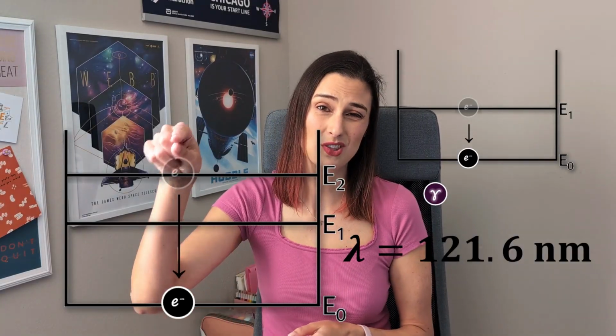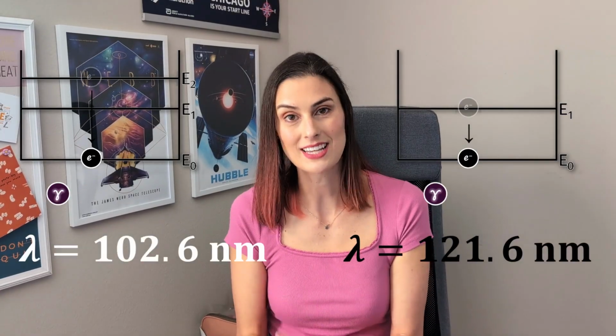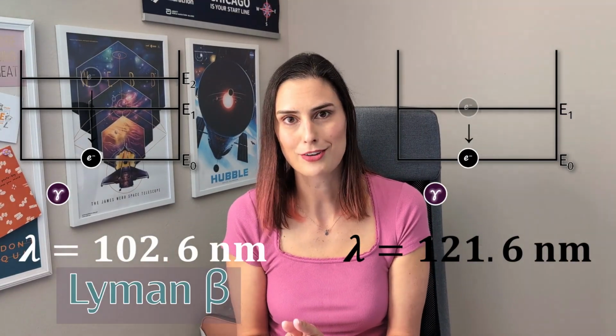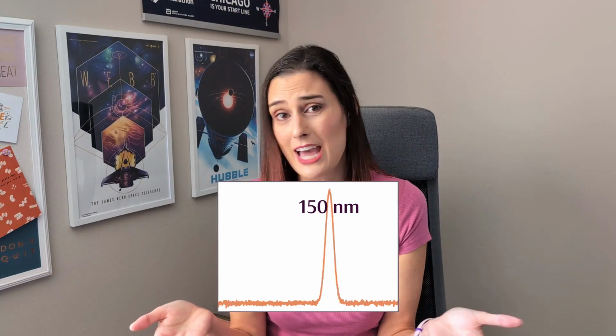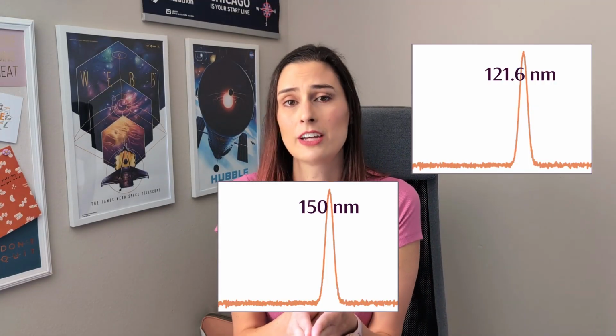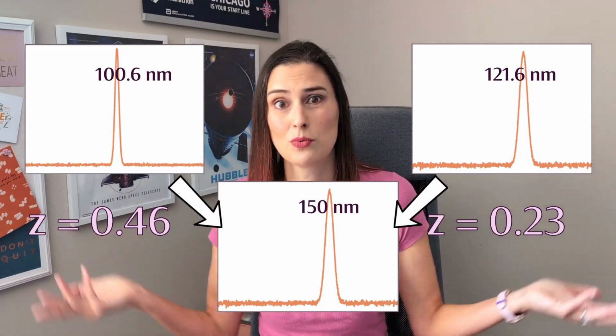Luckily, we can take advantage again of the quantized nature of these emissions. So Lyman alpha is always emitted at 121.6 nanometers. If instead you have the transition from n=3 to n=1, that photon is always emitted at 102.6 nanometers. That's called Lyman beta if you're curious. So if you just have one emission line in your observed spectrum at say 150 nanometers, that could be Lyman alpha at a redshift of 0.23, but it could be Lyman beta at a redshift of 0.46. There's no way to know.